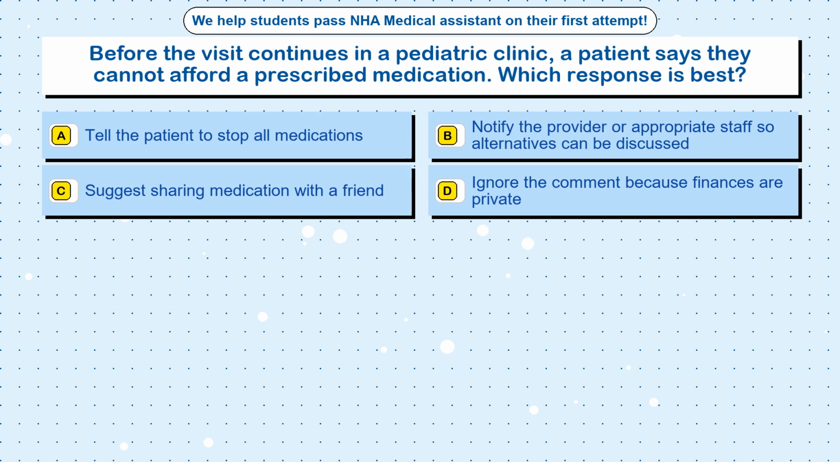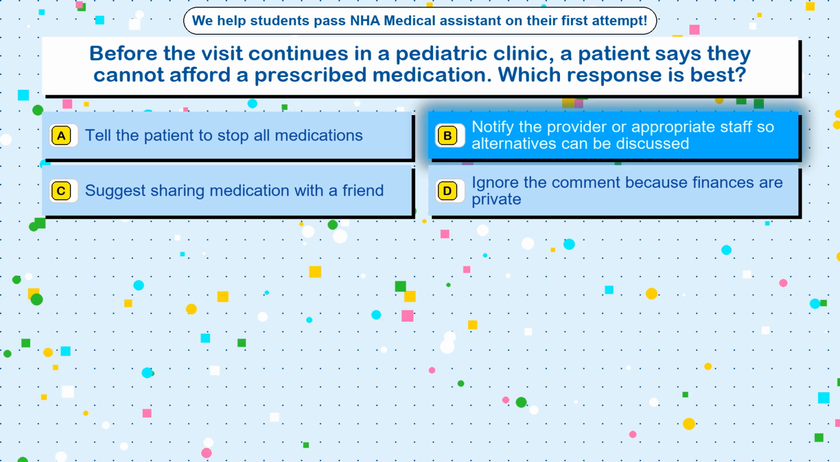Before the visit continues in a pediatric clinic, a patient says they cannot afford a prescribed medication. Which response is best? Option A. Tell the patient to stop all medications. Option B. Notify the provider or appropriate staff so alternatives can be discussed. Option C. Suggest sharing medication with a friend. Option D. Ignore the comment because finances are private.